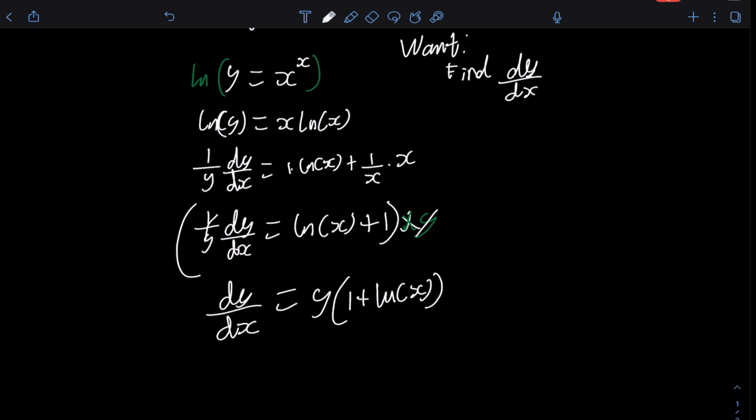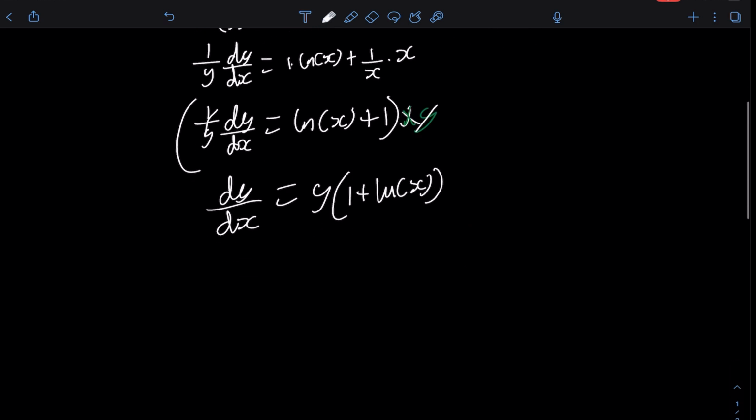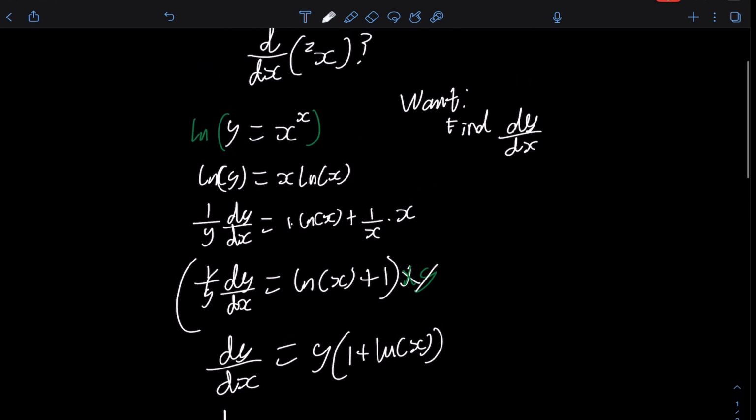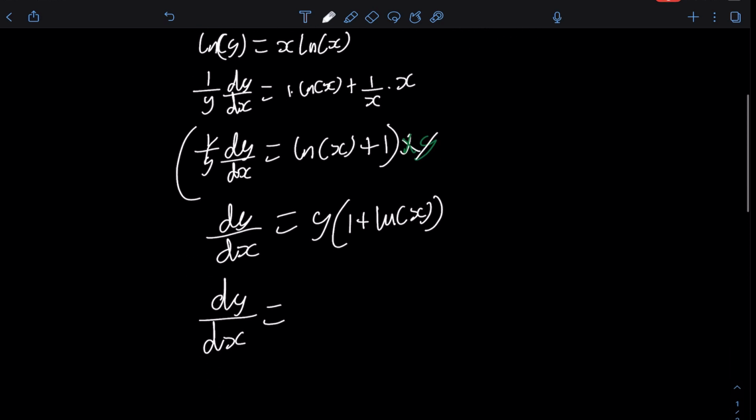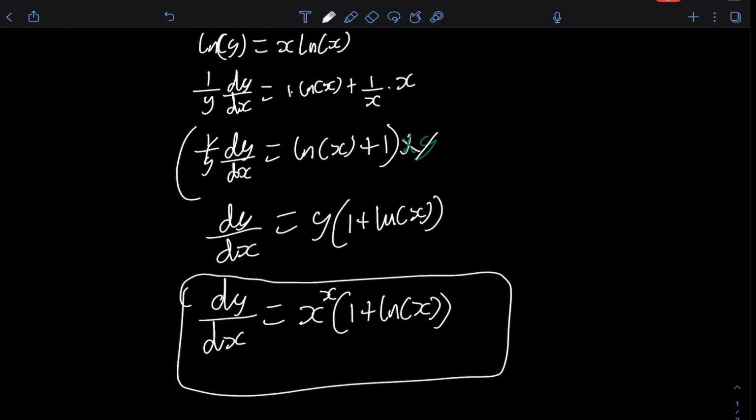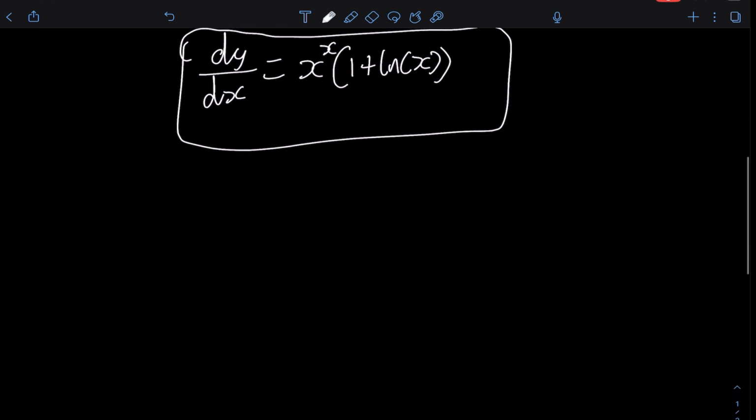But are we done yet? No, because we still have a y in there. So we still have now dy by dx. That's going to be equal to, and well, we have a y here, but what is y? y is x to the x. So we have now x to the x all times 1 plus ln of x. And that is the derivative of the tetration of x, which is pretty cool.